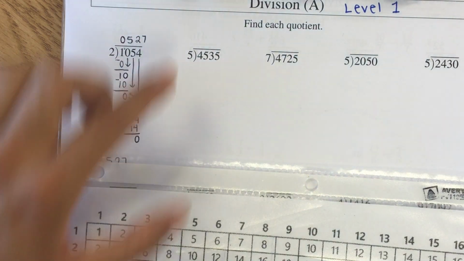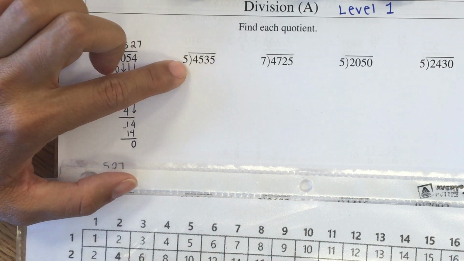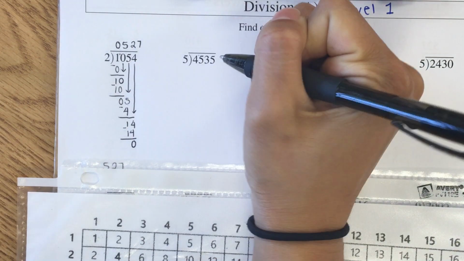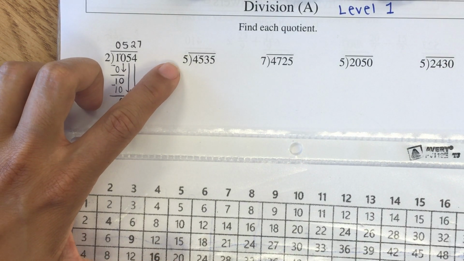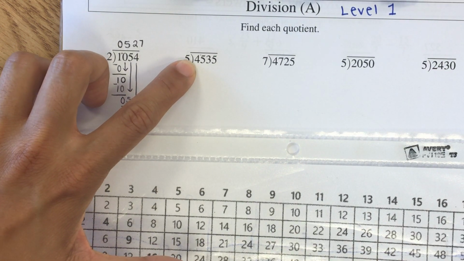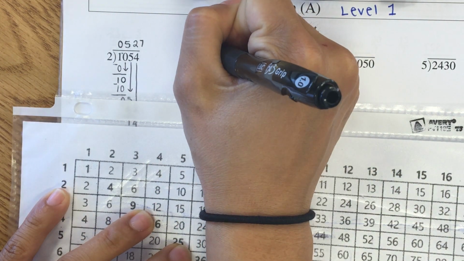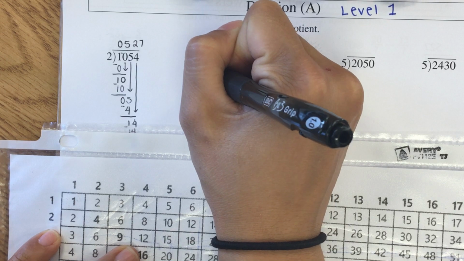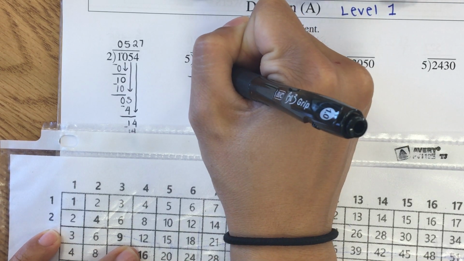All right, looking at our next problem, we have 4,535 divided by 5. Start taking a look at your very first number. Because 5 is the bigger number, that means there is no number that will get me close to 4 without going over. So you first start off with 0, because 5 times 0 is going to equal 0. 4 minus 0 is equal to 4.